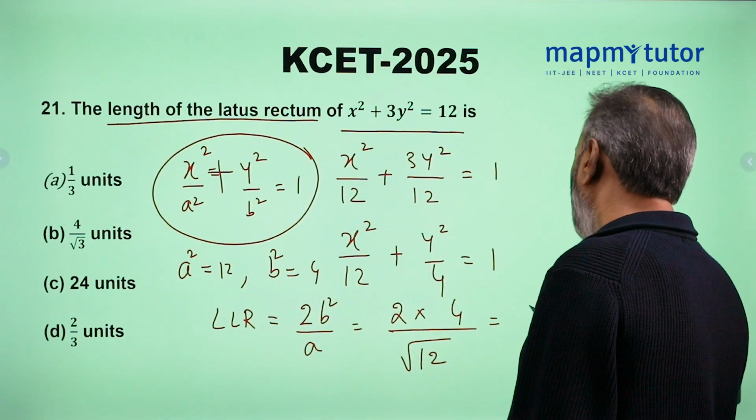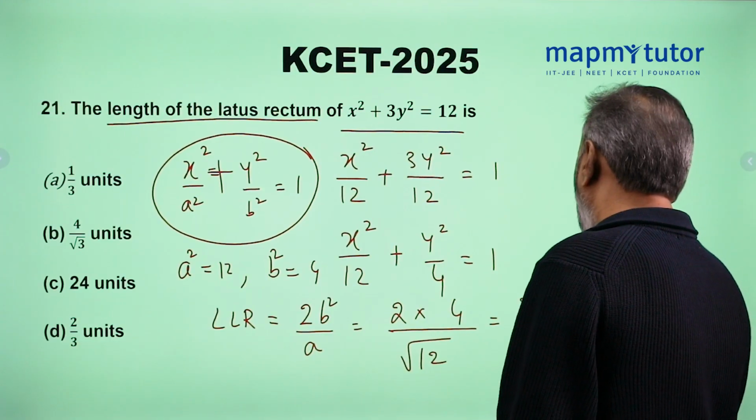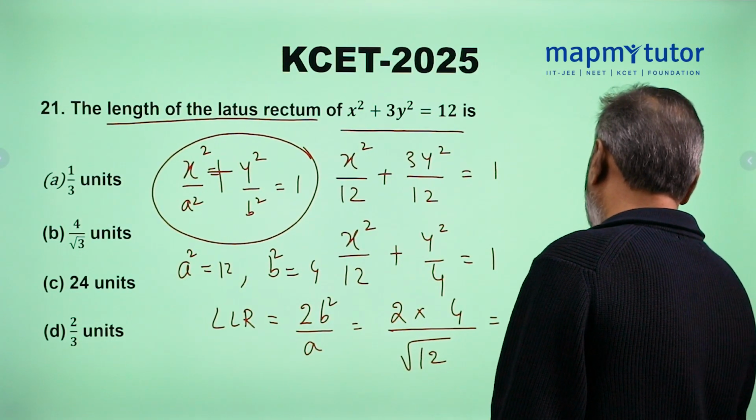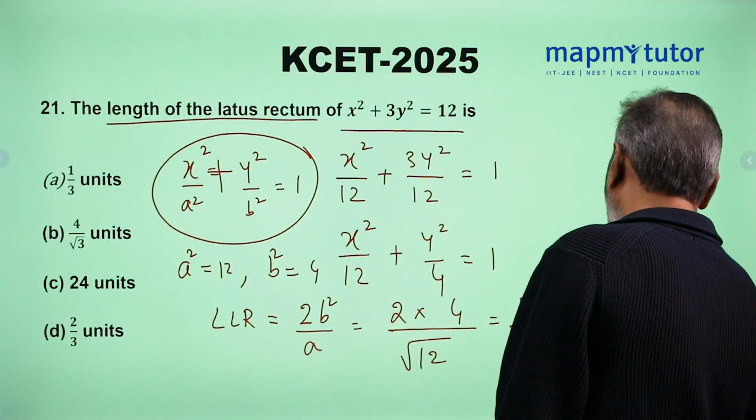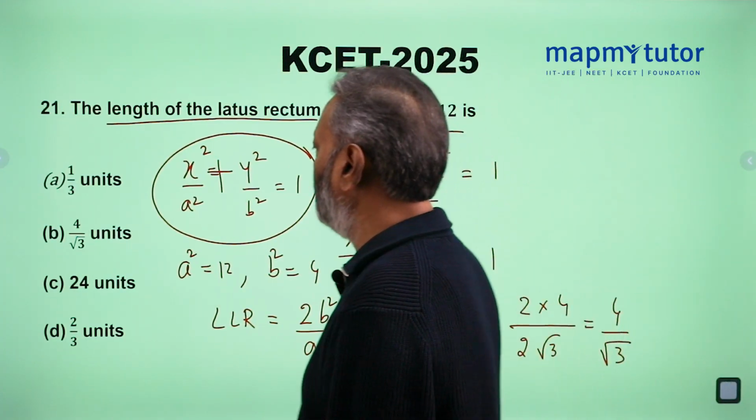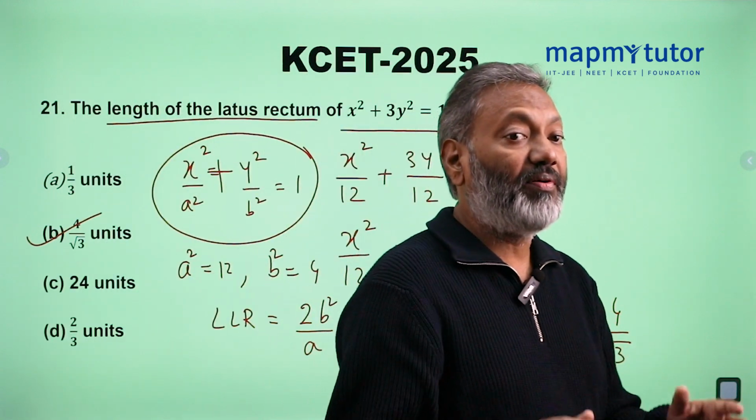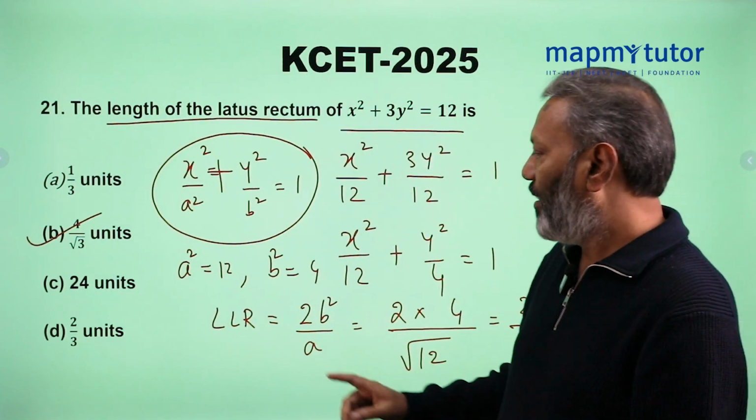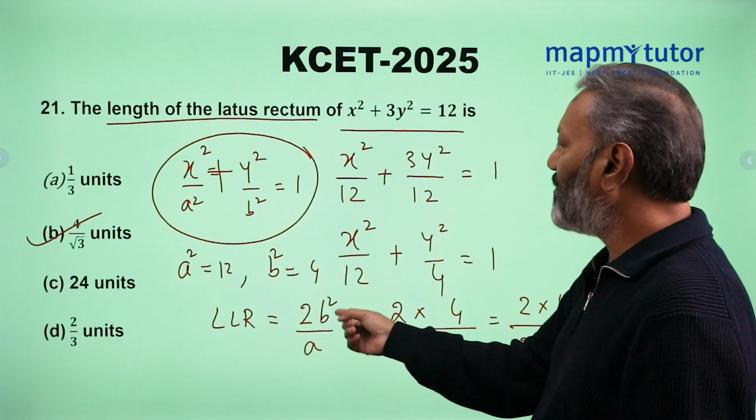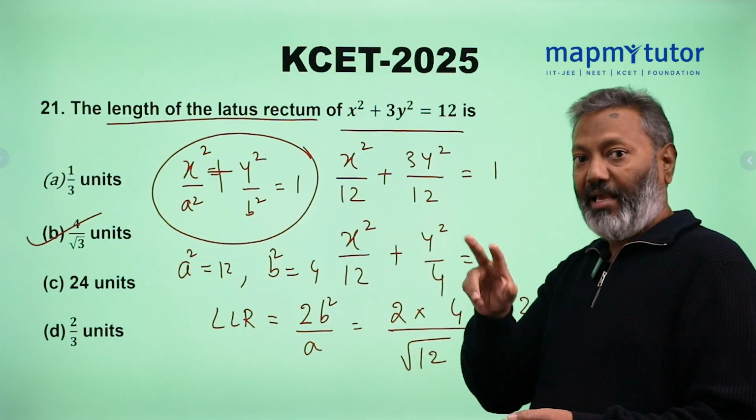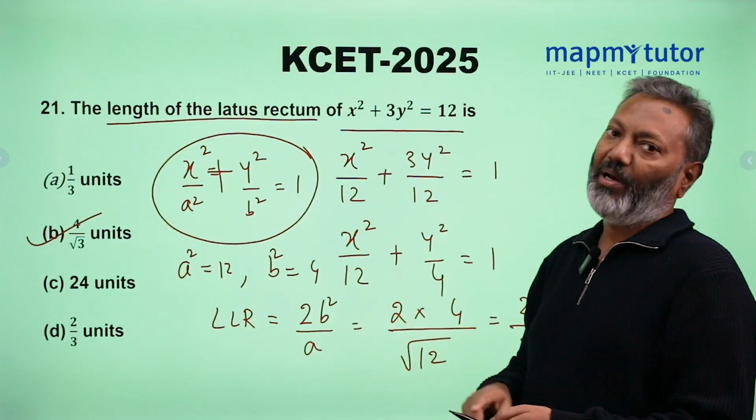Now let us simplify that. 2 into 4 by root 12 is 2 root 3. Therefore, 2 gets cancelled. You will get 4 by root 3. Is there? Yes. Option 2. 4 by root 3 is the length of the latus rectum. What is the formula? 2b square by a, because a is greater than b. Okay, in the other case, the other ellipse, a less than b. In that case, 2a square by b is the formula.